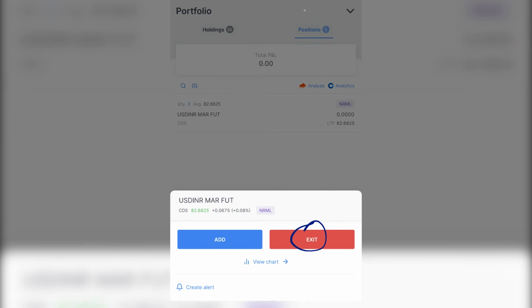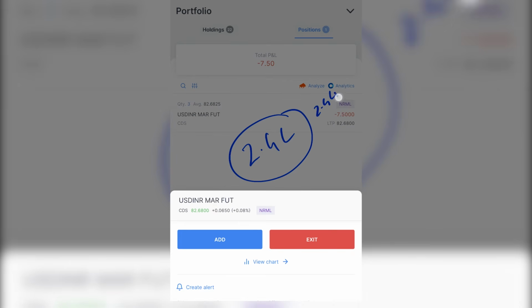Now again, currencies are not very volatile. So in this kind of quantity where I have taken, say, a position of roughly 2.4 lakhs, a 1% drift here and there will make me 2.4 thousand rupees either in profit or loss. So that's how the dynamics are.